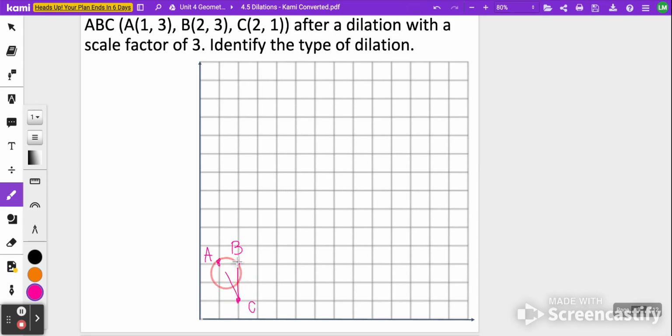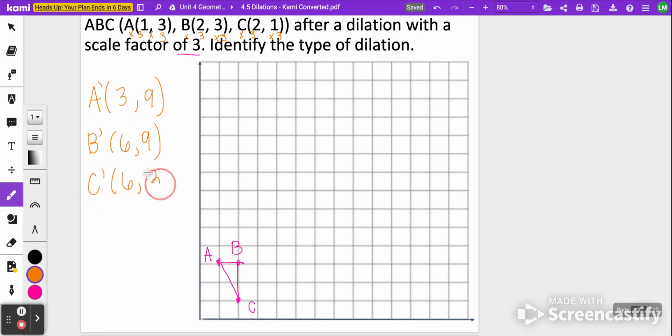Okay. What I'm going to do now is show the dilation with a scale factor of 3. That just means I'm going to multiply each of these numbers by 3. So for A prime, 1 times 3 is 3, 3 times 3 is 9. So my new point would be (3, 9). B prime, 2 times 3 is 6, 3 times 3 is 9. So B prime is at (6, 9). And C prime, 2 times 3 is 6, 1 times 3 is 3.